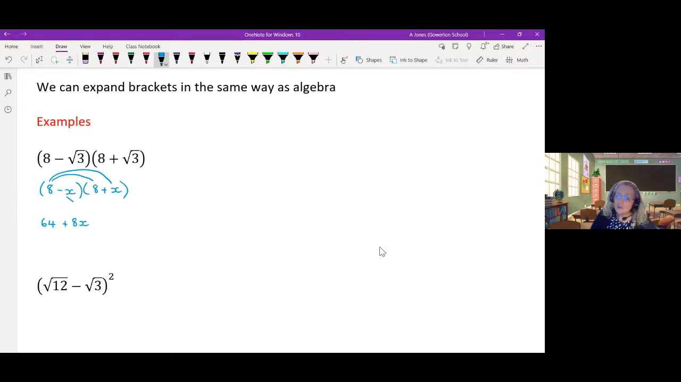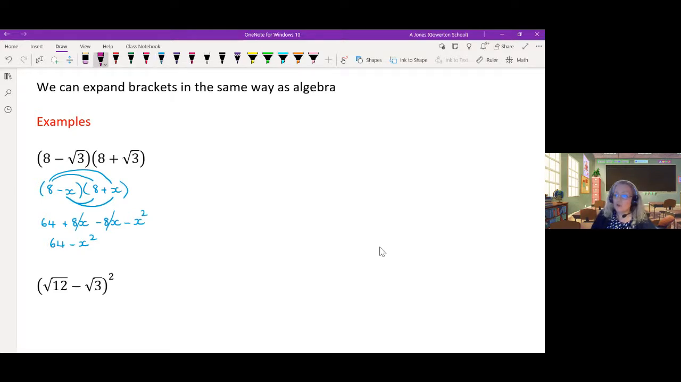Then here I do minus x multiplied by 8 is minus 8x. And then minus x multiplied by plus x, that is minus x squared. Then looking at this to simplify it, I would say, well, my 8x here cancels out with my minus 8x here. So I'm left with 64 minus x squared. That's what I would do if it was algebra.